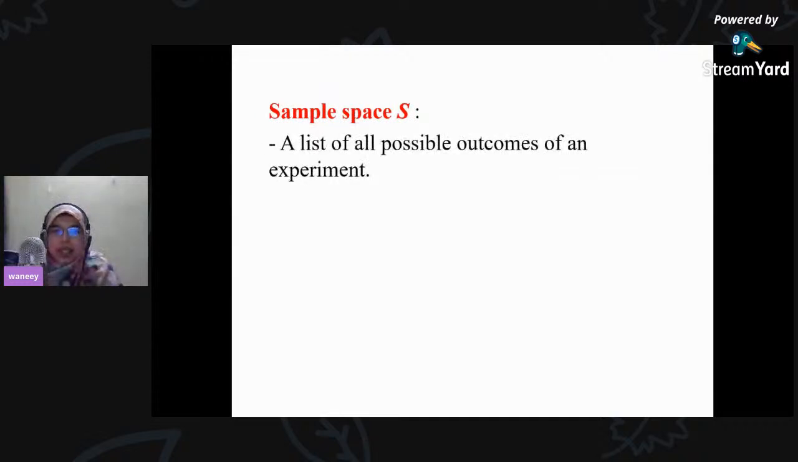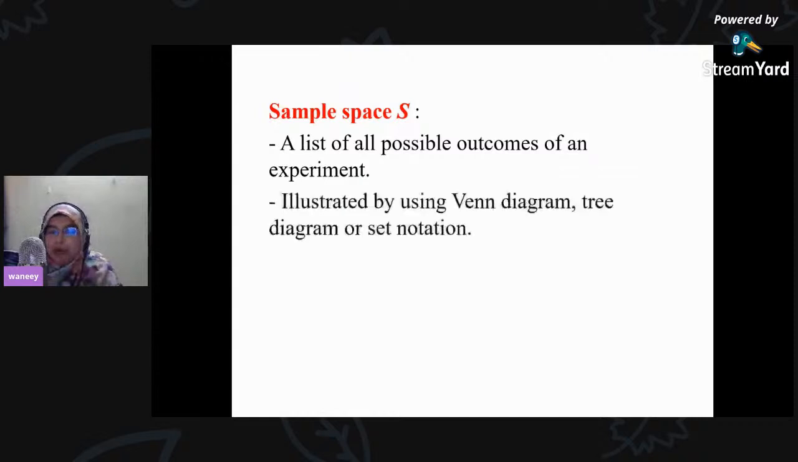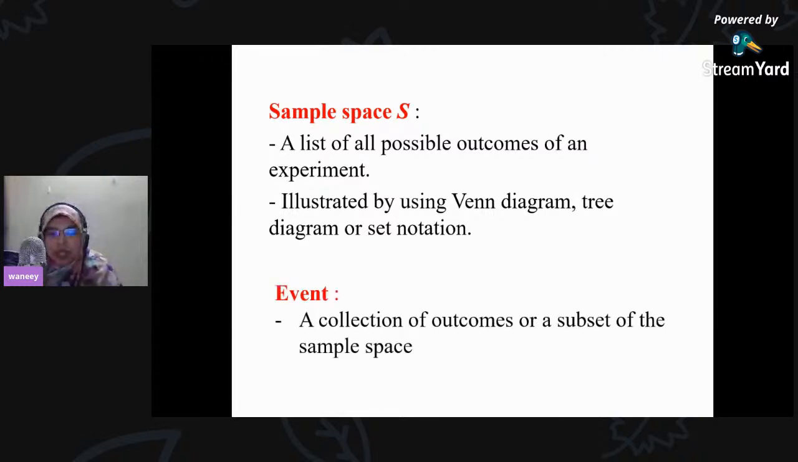Okay, next. Sample space. Sample space is a list of all possible outcomes of an experiment. It can be illustrated by using the Venn diagram, the tree diagram, or the set notation. And what is an event? An event is a collection of outcomes or a subset of the sample space.